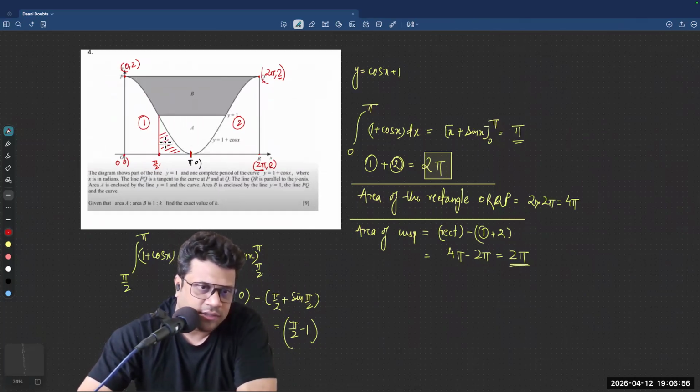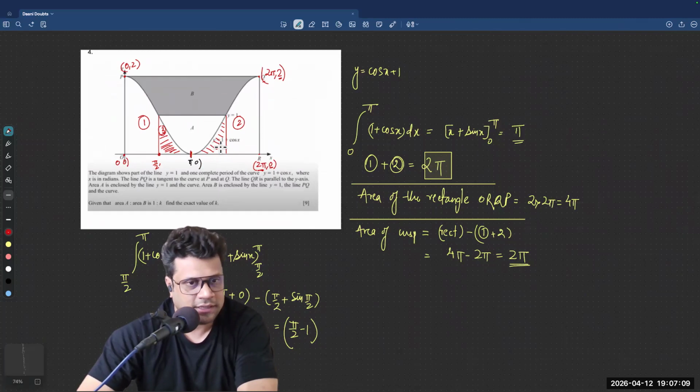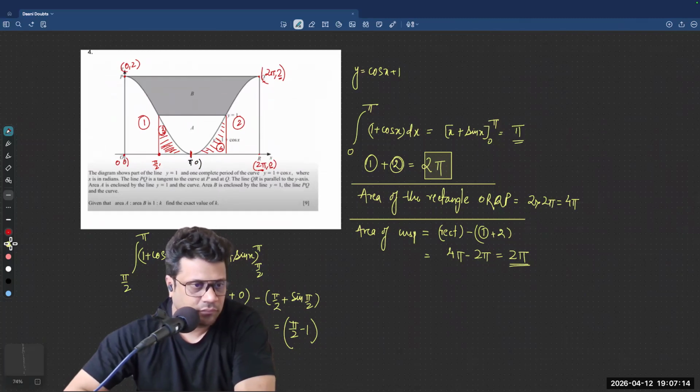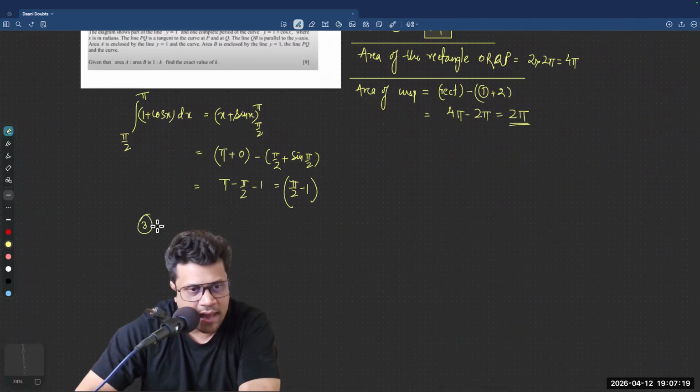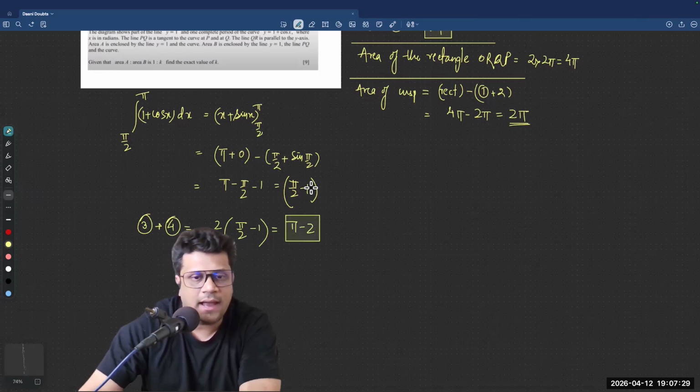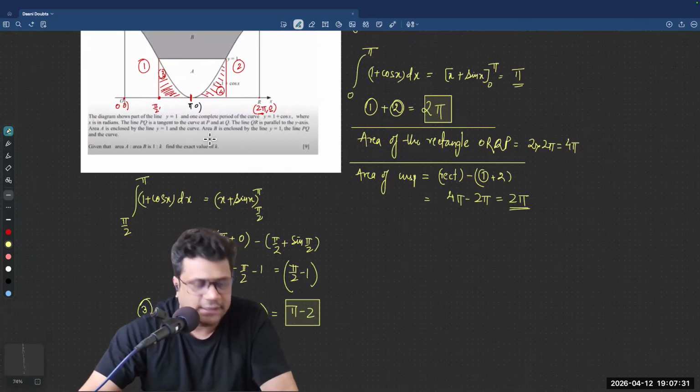Let's call it area number 3. This thing. And of course, this area is the same as 3. Let's call it 4. These two added, so area 3 and 4 added is going to be 2 times pi by 2 minus 1. That's pi minus 2. Okay. And what about that rectangle there?